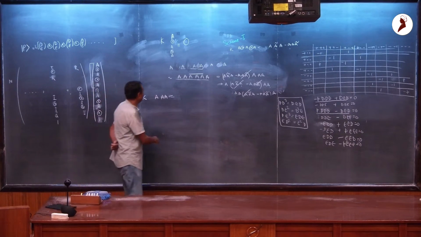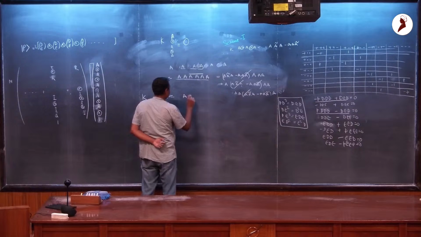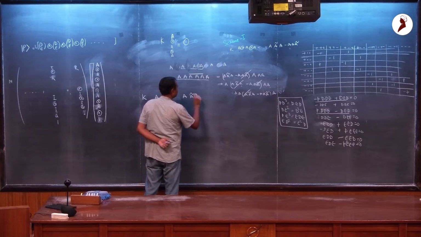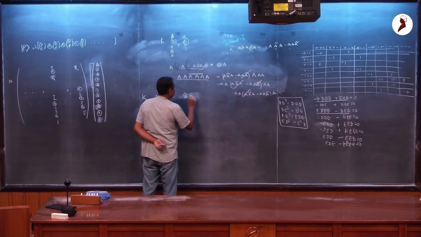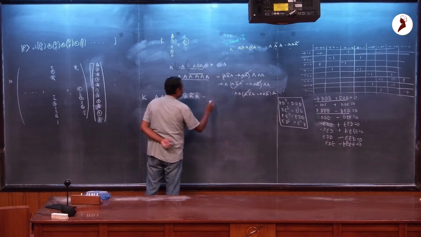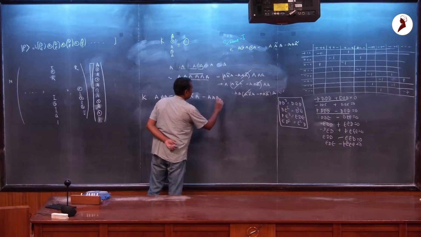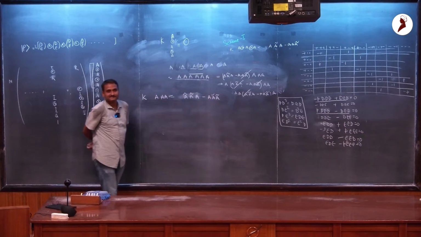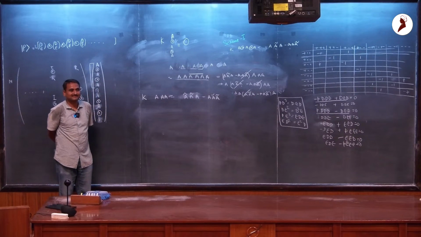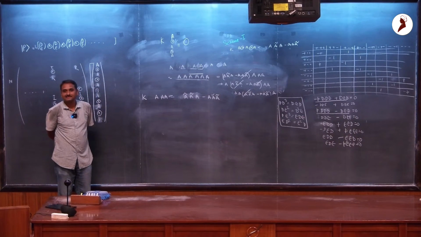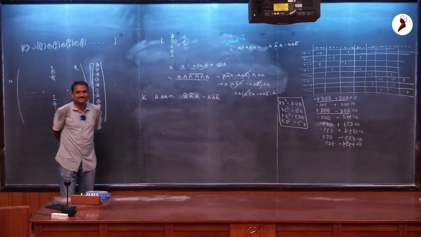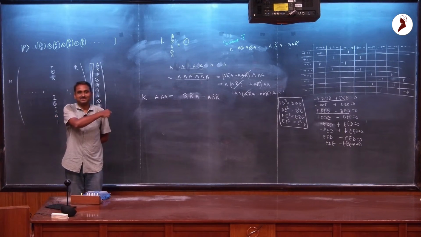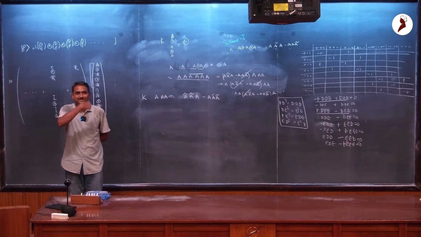For example, K A A equal to A tilde, sorry, A tilde A minus A tilde A tilde. Will it work? It will work, right? Can you check yourself? So are you getting this point? That under the cancellation, it will work.